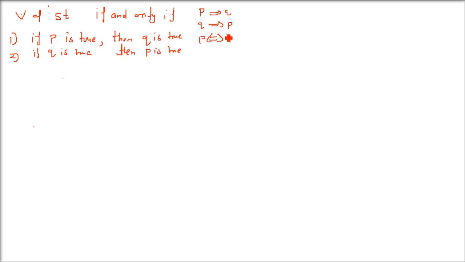So let me take an example and then I'll tell you how we do this. The example sentence, let me write it, then you'll understand. The integer n is odd if and only if n square is odd. So we have two statements, P and Q. P is the integer n is odd, and Q is n square is odd.